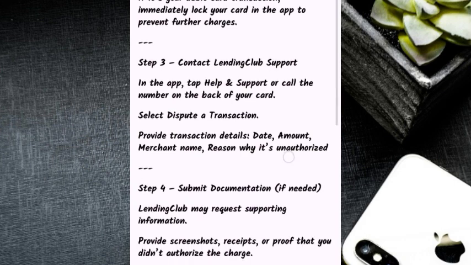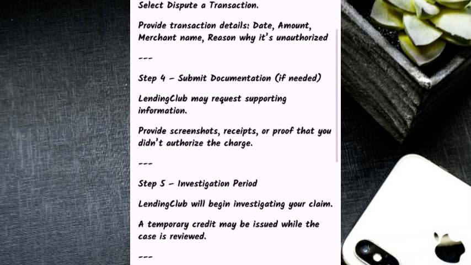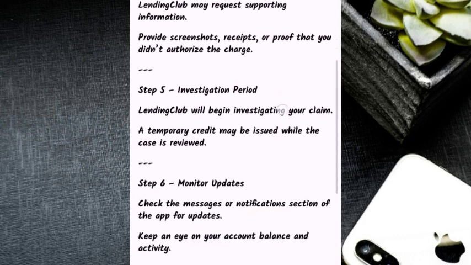Next step is to submit documentation. Of course, this is if needed, but Lendingclub may request supporting information. Just provide screenshots, receipts, or proof that you didn't authorize the charge. Fifth step is the investigation period. Now, Lendingclub will begin investigating your claim, and a temporary credit may be issued while the case is reviewed.